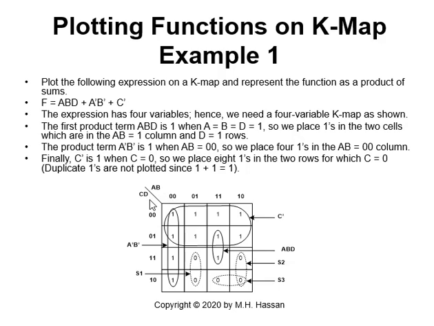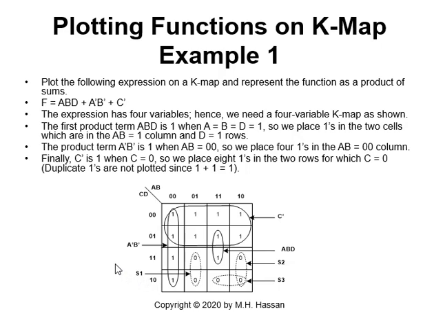Since it is a 4-variable map, we will sketch a 4-variable map, AB versus CD. We will put on the horizontal axis 0 0, 0 1, 1 1, 1 0, which is the cyclic form of numbers. Then on the vertical axis we have 0 0, 0 1, 1 1, and 1 0.